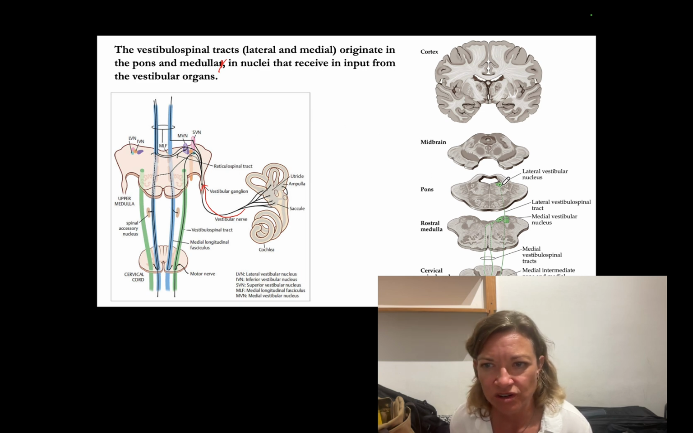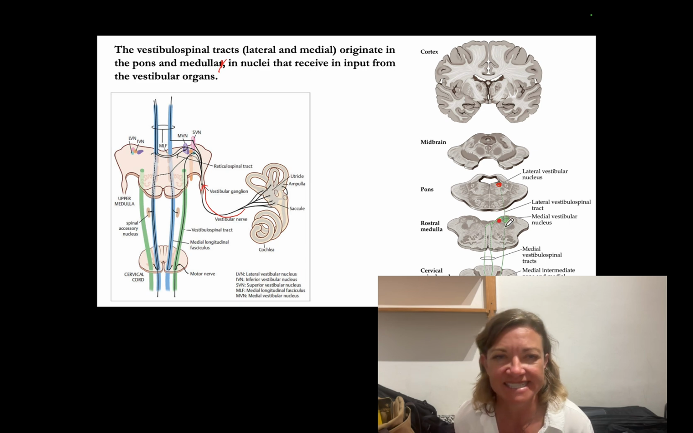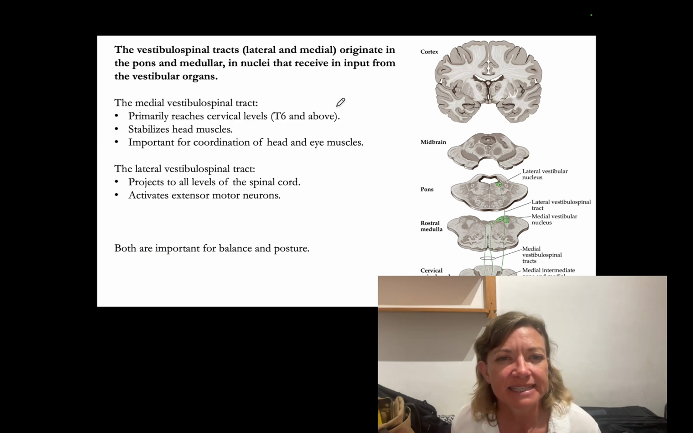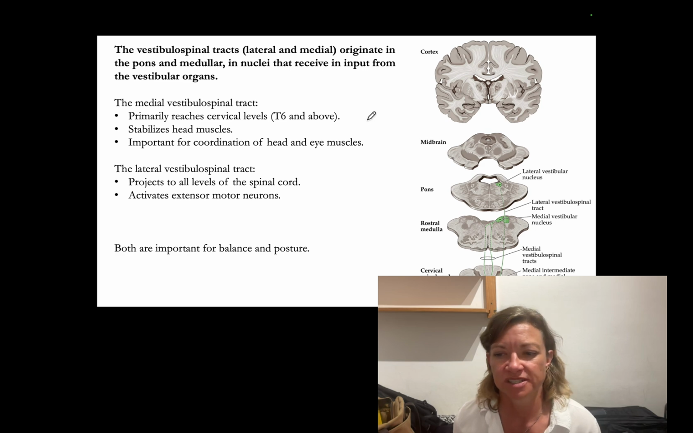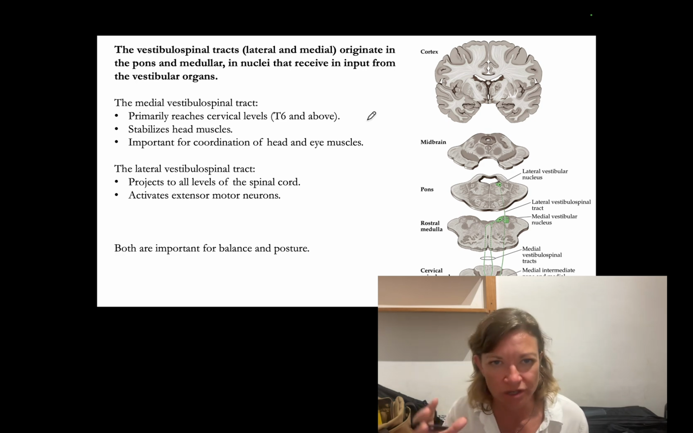And they in turn, originating in the pons and in the rostral medulla, descend as the medial and lateral vestibulospinal tracts. Now they have slightly different roles. So the medial vestibulospinal tract primarily reaches the cervical and upper thoracic cord. It's important for stabilizing head muscles and also important for coordination of the head and eye muscles. And you want your eyes to move when your head moves.